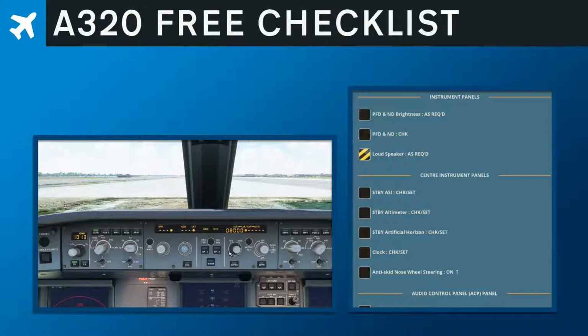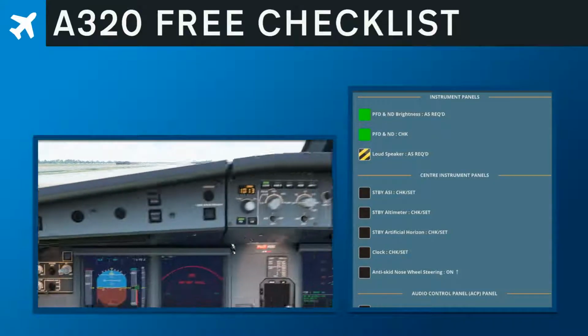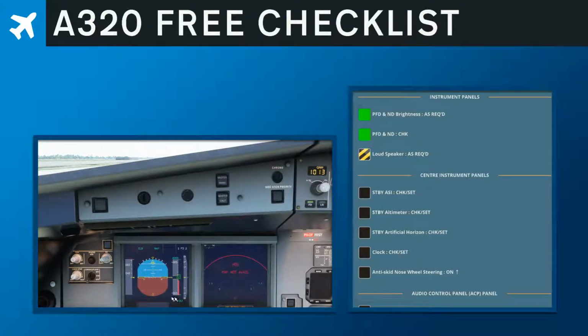PFD brightness we've set, and PFD and ND check. So we just basically go across and check that we expect to see the QNH has set. Our stop height is 8,000 feet, and we have climb nav and 1FD2, and we are registering as 20 feet off the ground at the moment.